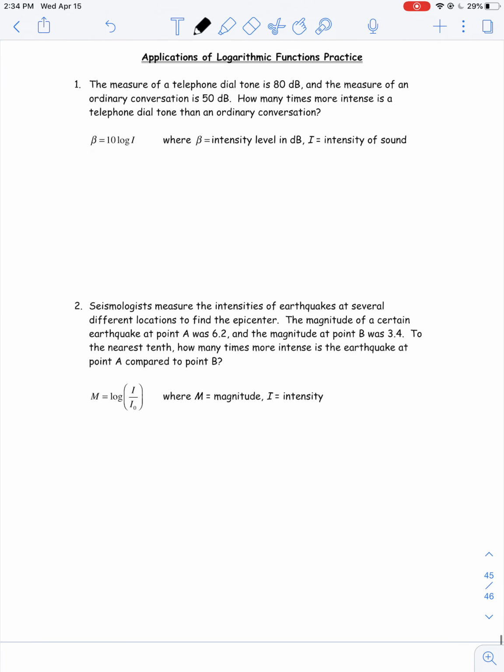Now we're going to go to applications of logarithmic functions. This is practice for it. So example number 1 here, we're looking at the measure of a telephone dial tone, which is 80 decibels, and the measure of original conversation, which is 50 decibels. How many times more intense is the telephone dial tone than an original conversation? So we're going to find out the intensity of one versus the other, and then we're just going to divide the answers. So we know that this one's going to be 80 decibels, and the other one's going to be 50 decibels.